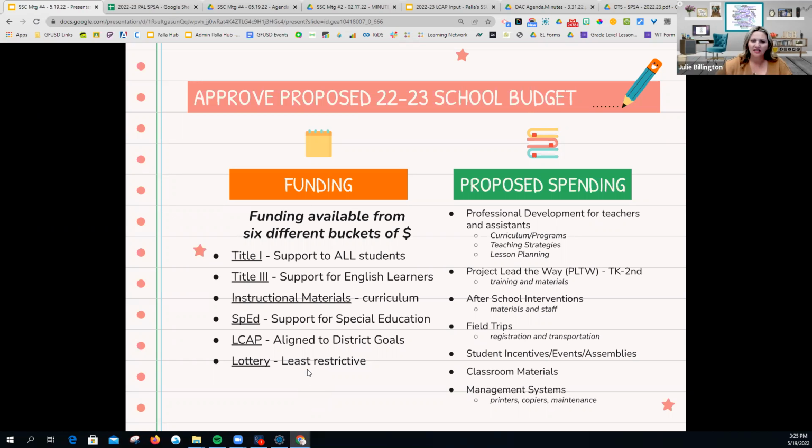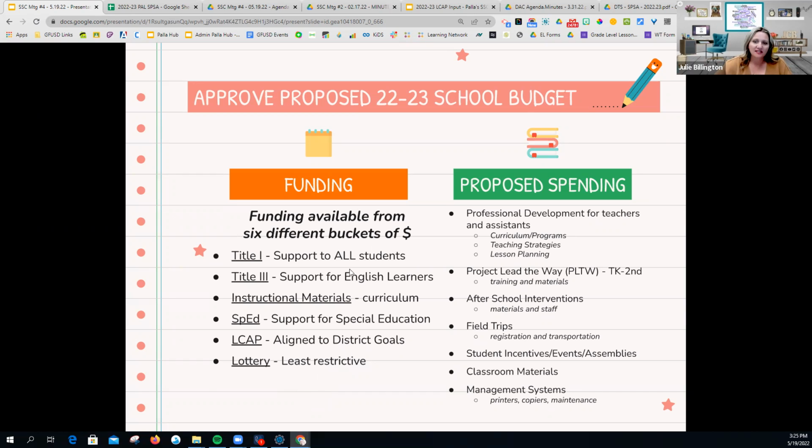But really, the LCAP, I know it's one thing, but it's a lot of things all together that I'm able to fund more. And then I have money from lottery, is what it's called. And that's basically the least restrictive.